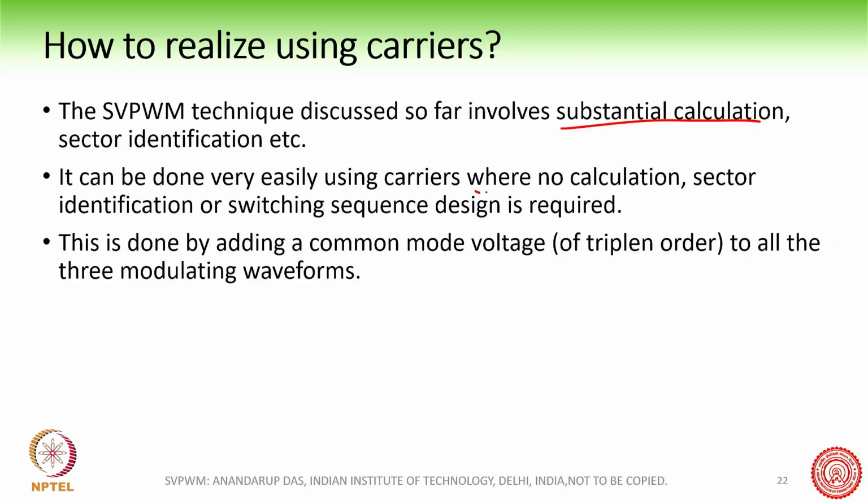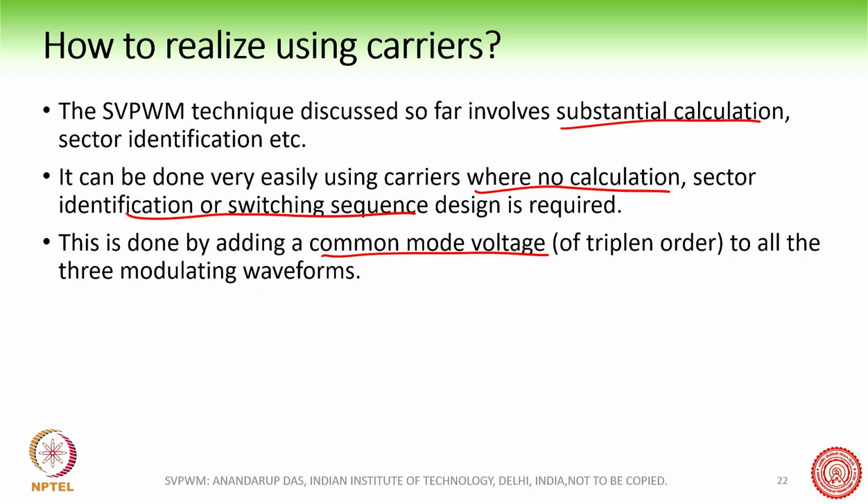Fortunately, there is a technique in which we do not require any calculation, sector identification or switching sequence. It is not required, and space vector PWM can be done very quickly by adding a common mode voltage of triplen order to all the three modulating waveforms. It is very easy to implement in a digital signal processor if we can implement the sine PWM. And so we add a common mode voltage.